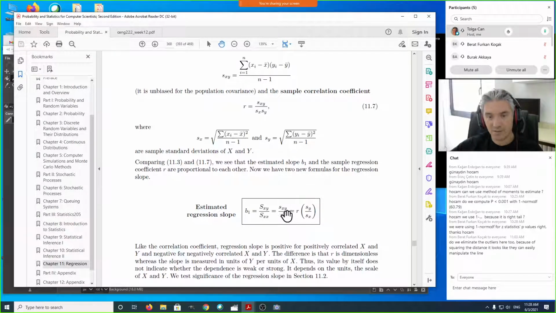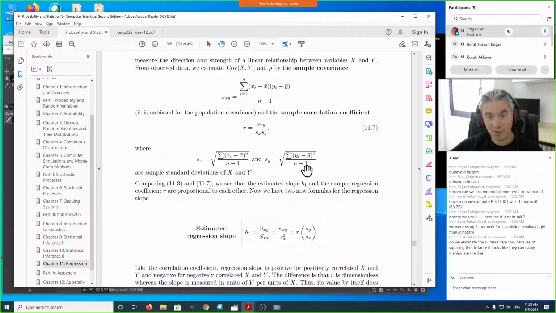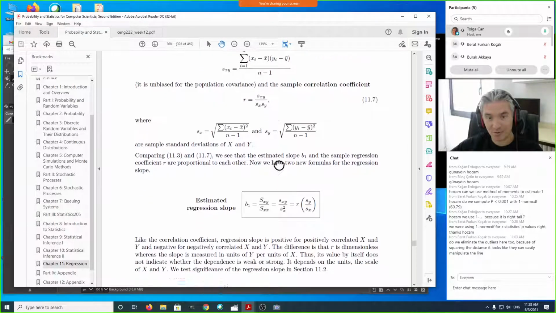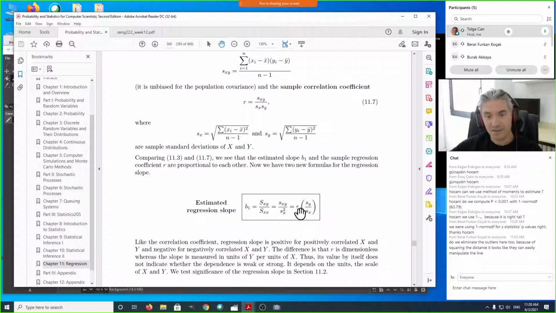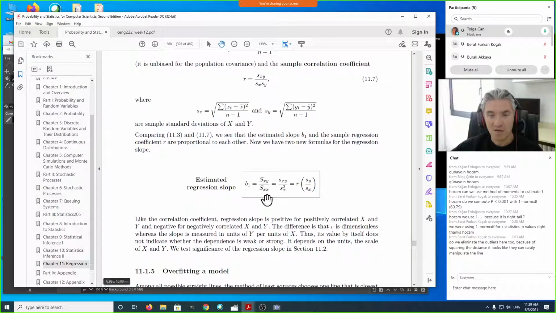The n-1s are going to cancel out each other: in Sx Sy we have the square root of n-1 multiplied by the square root of n-1, and we have n-1 in Sxy, so they cancel out and we have the same thing here. If you know the correlation coefficient, the slope becomes the correlation coefficient multiplied by Sy divided by Sx. So this is how covariance and the correlation coefficient are related to your regression slope, and it makes sense, right?